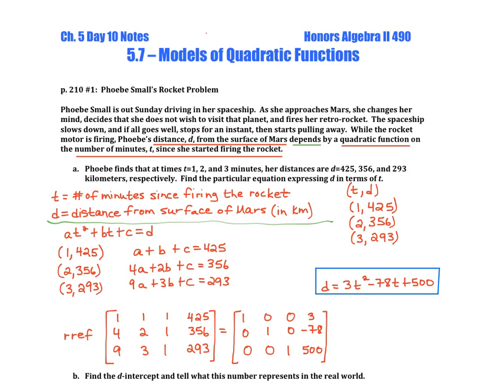We're in Chapter 5, Day 10 Notes, and we're going to focus on models of quadratic functions. So let's read our model problem first, and then we'll dive in and get started on the details.